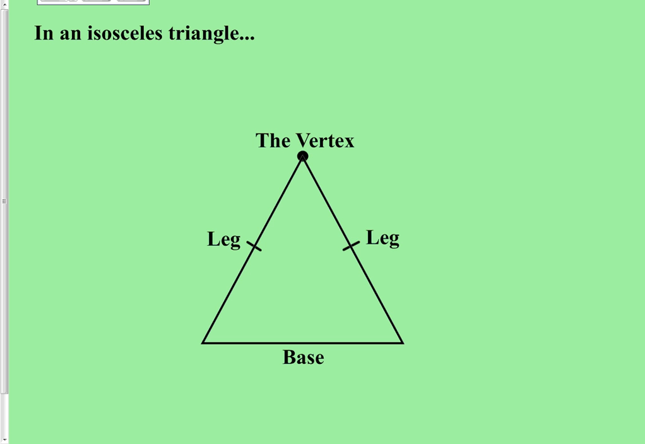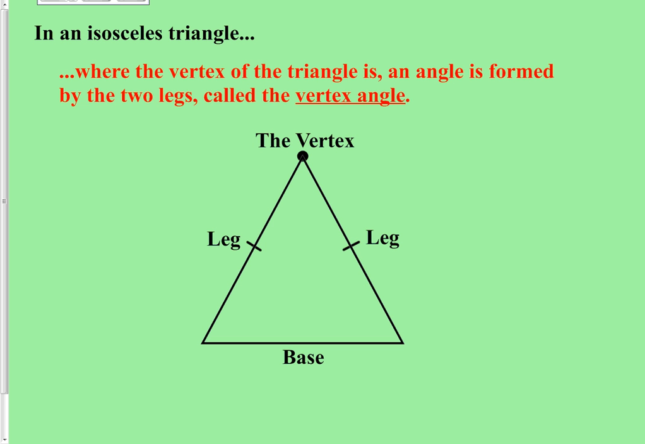All right, so our diagram looks like this at this point. Where the vertex of the triangle is, an angle is formed by the two legs. This is called the vertex angle. So please add to your diagram the vertex angle. No real other properties to go along with the vertex angle just yet, but we just need that piece of vocabulary.